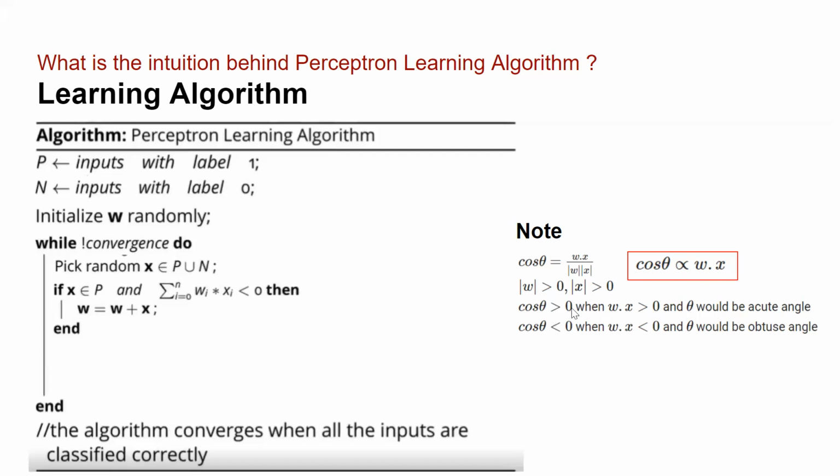Okay. Now, this is the interesting point here. If my cos theta is greater than 0, that is, if my cos theta is positive, this means what? My W dot X is also positive. And if my cos theta is positive, that means my theta will be between 0 and 90 degrees. That means my theta will be an acute angle.